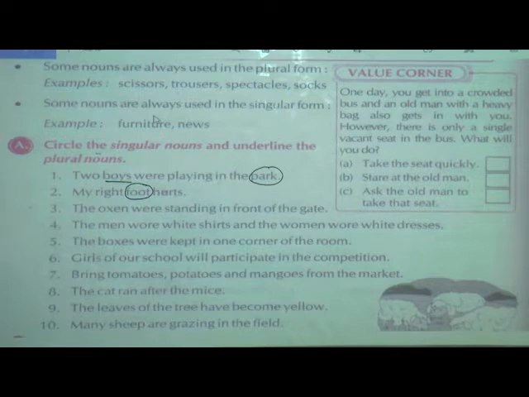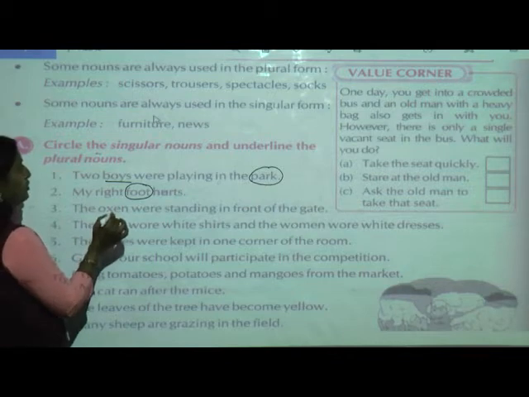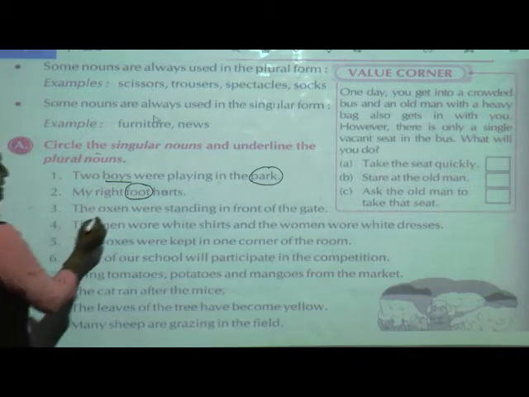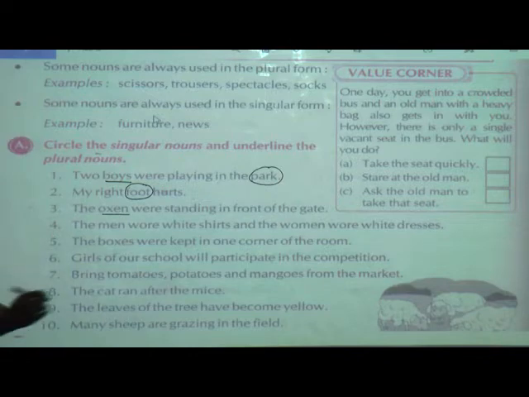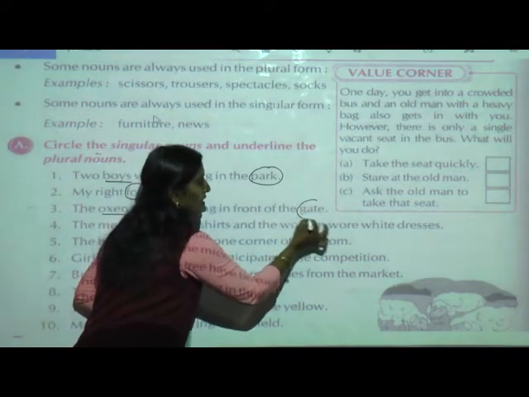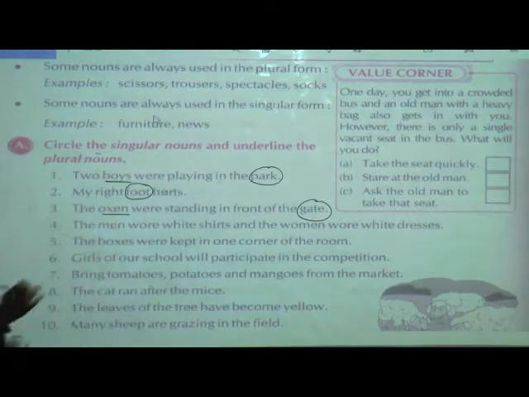Third, the oxen were standing in front of the gate. Oxen is what? Plural. So oxen is plural. So what I am going to do? I am going to underline the plural. And gate is singular. So I am going to circle it.